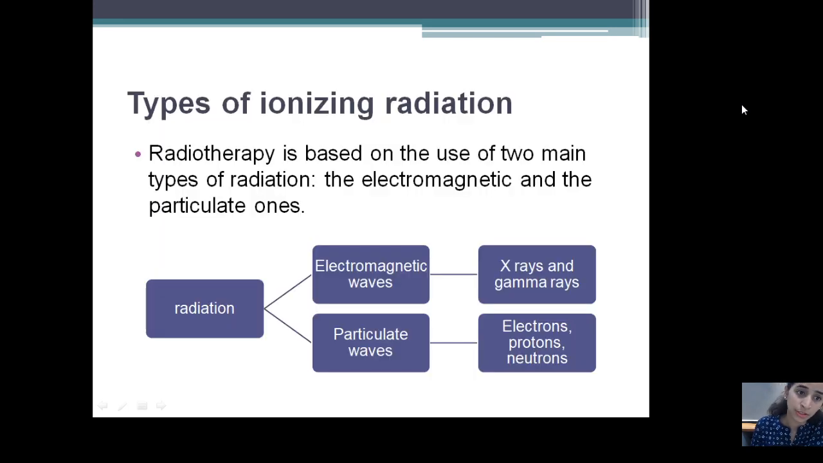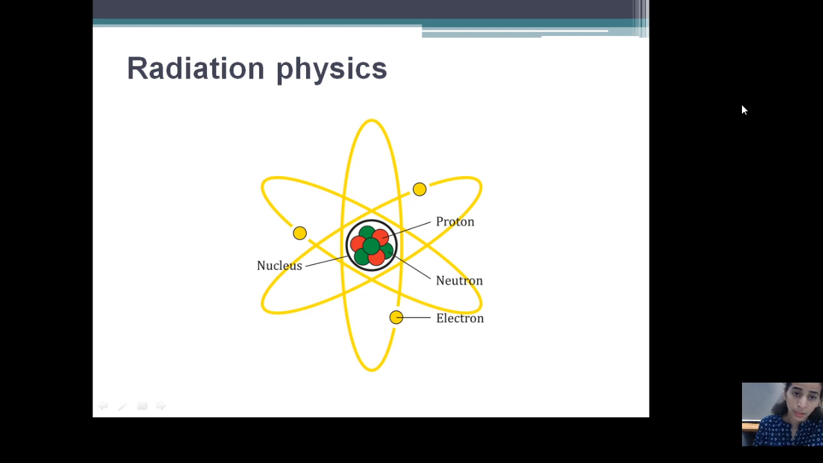So the type of radiation therapy, radiotherapy, is based on the use of two main types of radiation. We have electromagnetic waves, which consist of X-rays and gamma rays, and we have particulate waves, which include electrons, protons, and neutrons. So when we talk about the smallest structural and functional unit in biology, it is a cell, whereas in the chemical and physical aspects, the basic structural and functional unit is an atom. So what does an atom consist of?